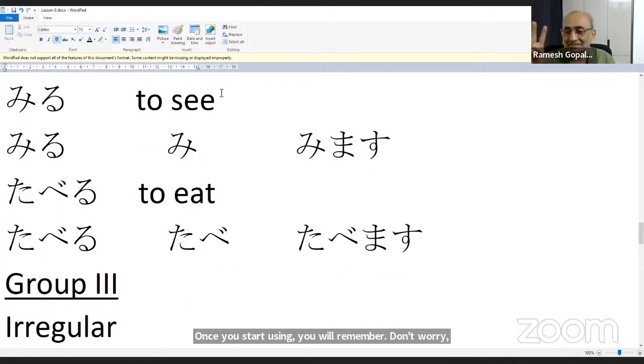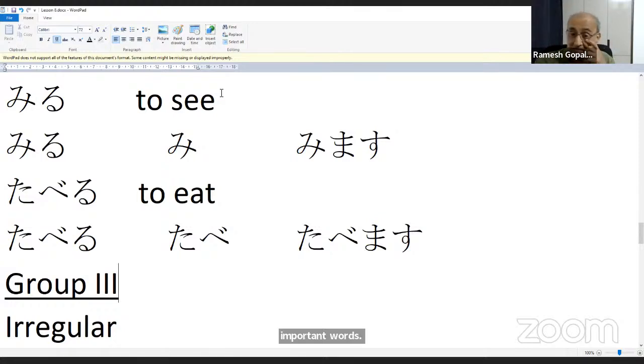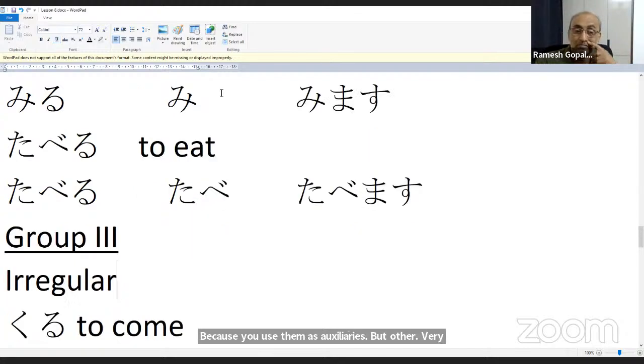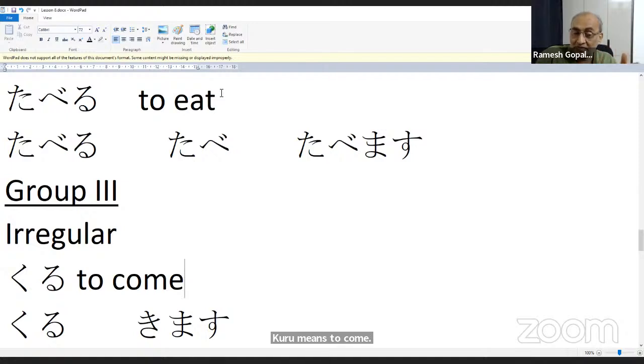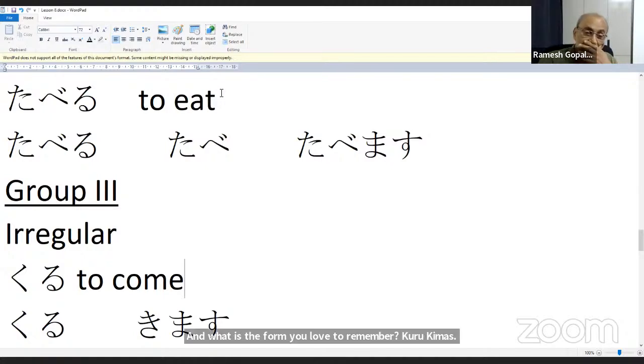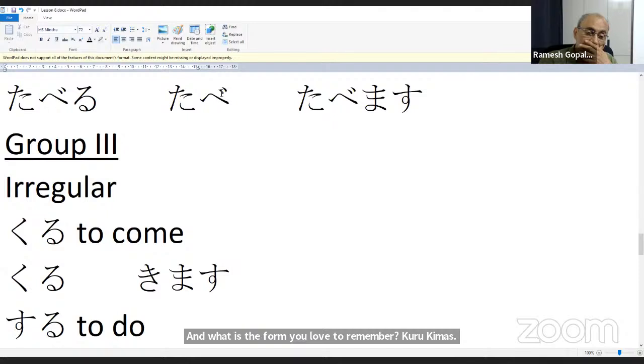Only 2 verbs which are irregular, but very, very important verbs, because you use them as auxiliaries for other verbs. Very important verbs. But only 2. What are they? Kuru, to come. Kuru means to come. And what is the form you'll have to remember? Kuru kimas. Please remember, kuru kimas.